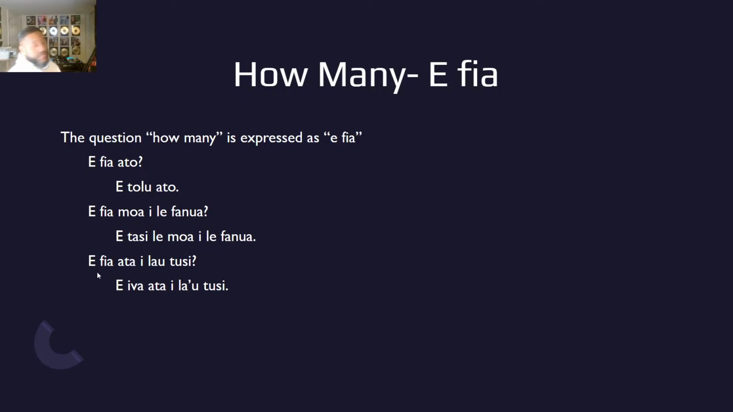Now on this one we say "e fia ata." How many pictures? Where? "I lau tusi," in your book. How many pictures in your book? And then the answer is "eva." How many is "eva"? It's 9. So it's 9 pictures in my book. "Lau tusi." All right.